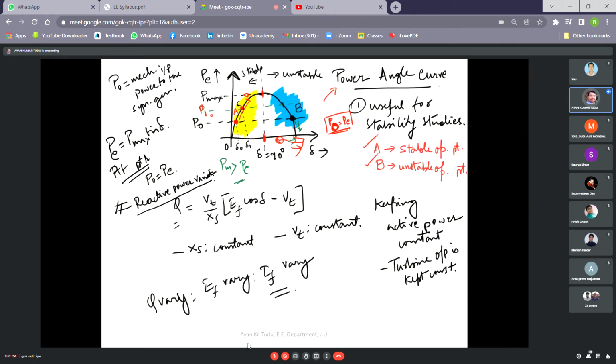Understood what I am saying? ডেল্টার ভ্যালুটা আরো বেড়ে যাবে। Delta value বাড়বে. So what means? Means the system will be out of synchronism. At what point? At point B. Understood? Because it would be a runaway situation.